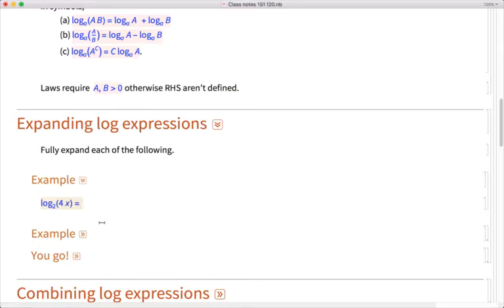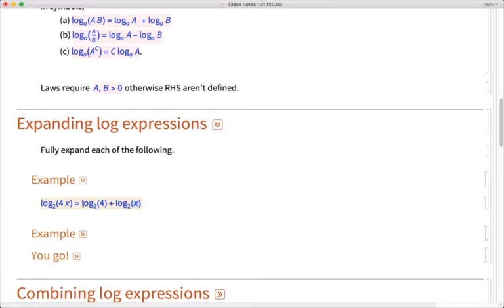We have a single log here, and we're going to apply the first log law. So I'm just going to split this product 4x into a sum of two things, log base 2 of 4 plus log base 2 of x. All right, so again, there's this condition here that's sometimes easy to forget, and it can catch you flat-footed sometimes. This is valid only for x's being greater than 0.